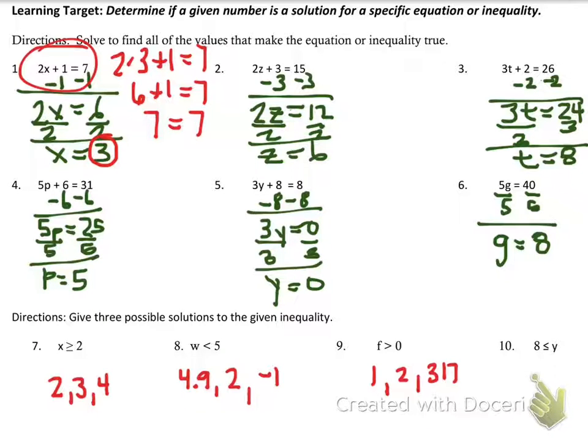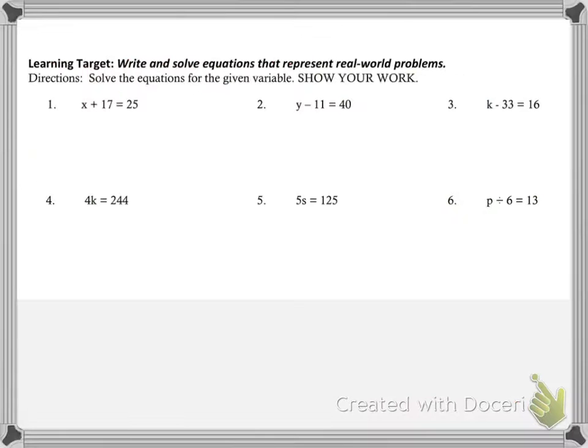Last one, 10. If you read from left to right, it says 8 is less than or equal to y. Well, that's nice. I don't care about 8. I want to know what y is. So read the other way. Y is greater than or equal to 8. Oh, 8, 9, 10. Okay? All right, let's move on.